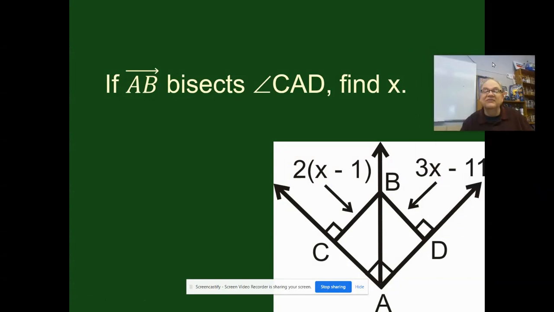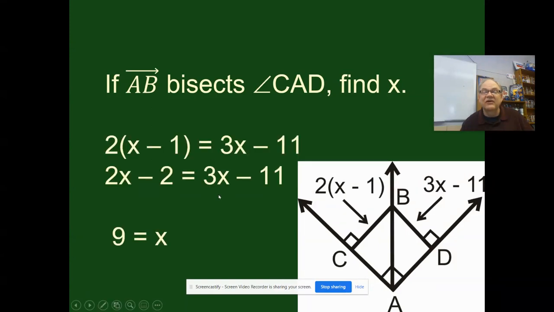So like in this picture, again, what this really is saying so far is that when you see things that look like they're probably the same, they're going to be the same. So like 2x minus 1 has to equal 3x minus 11. You can solve that and figure out in this problem that x would equal 9.